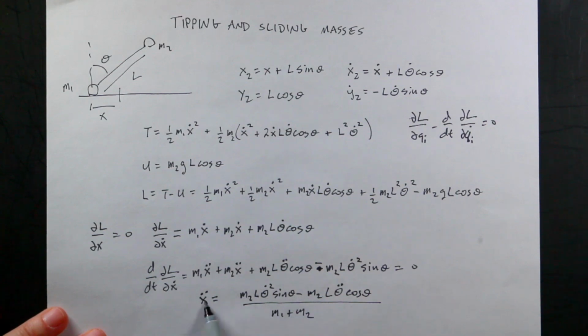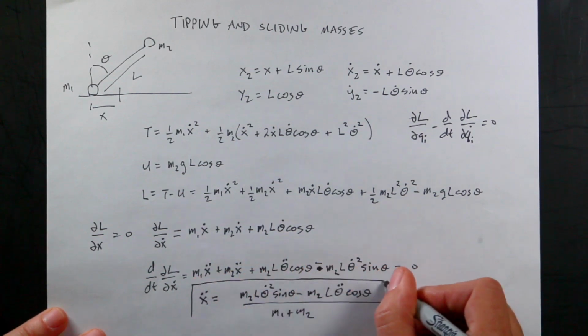Masses cancel. This is acceleration. Meters, radians per second. Quantity squared is going to be meters per second. And this is meters per second squared. Meters per second squared. So the units work. I'm just checking the units. Okay, so that's my x double dot.